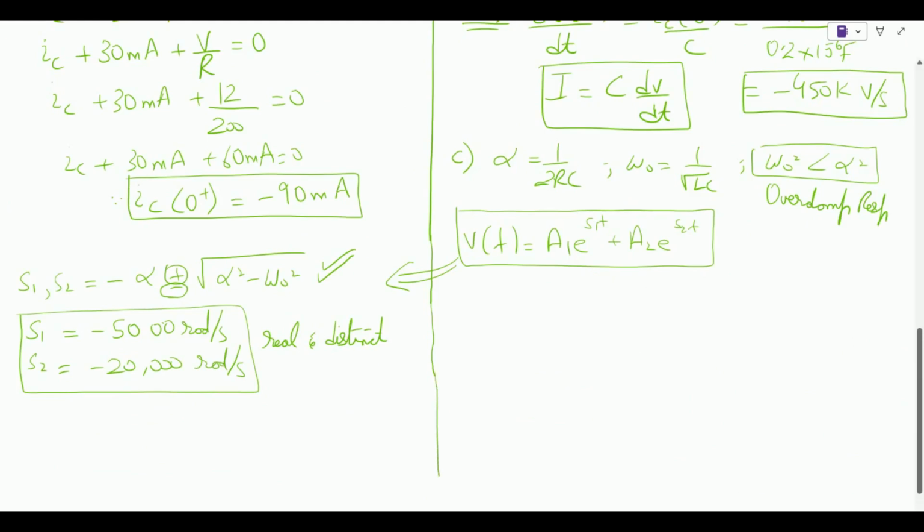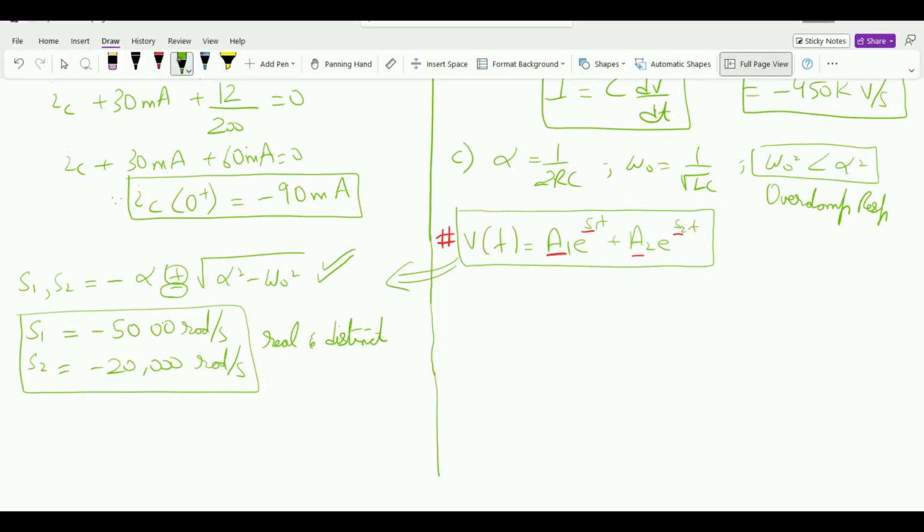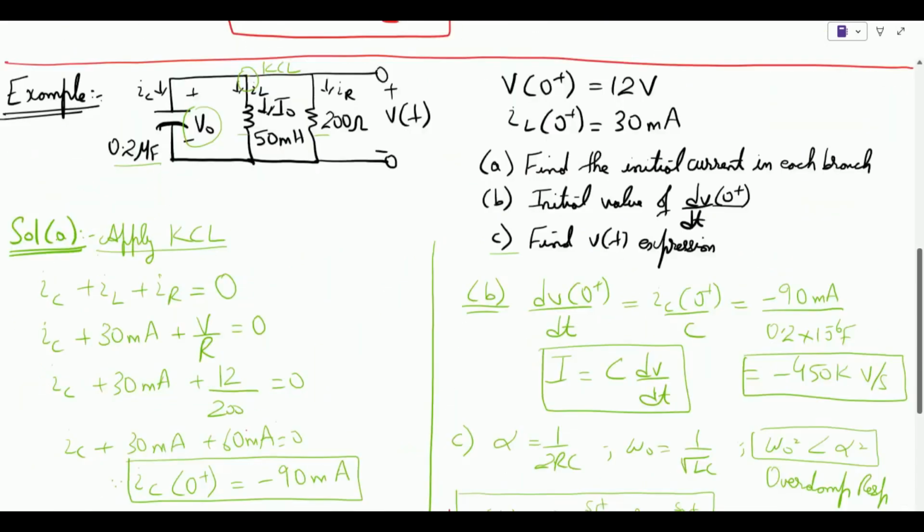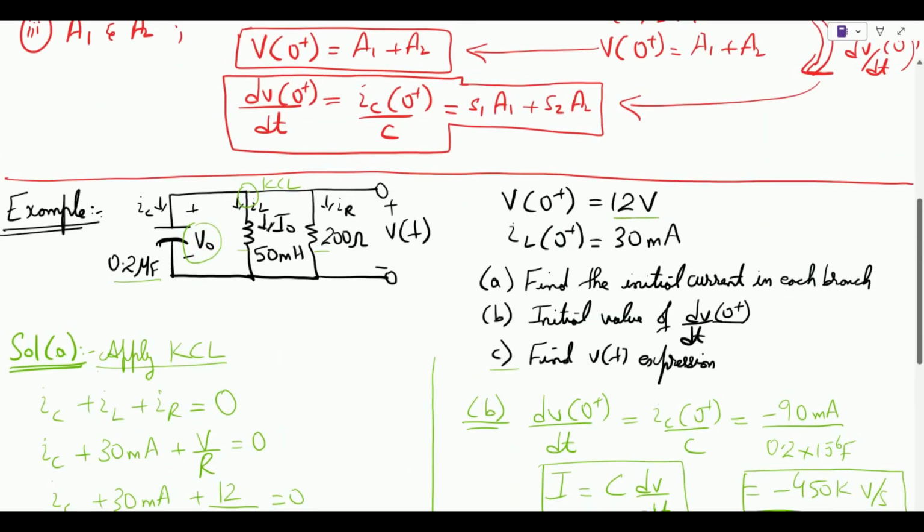Now we need to find the next element in this equation for the voltage. We have figured out S1 and S2. Now we need to find the A1 and A2 constants, which depend upon the initial condition. In order to find A1 and A2, we know that our equation will be V(0+) equals A1 plus A2. We know that the initial voltage across the capacitor is 12 volts.